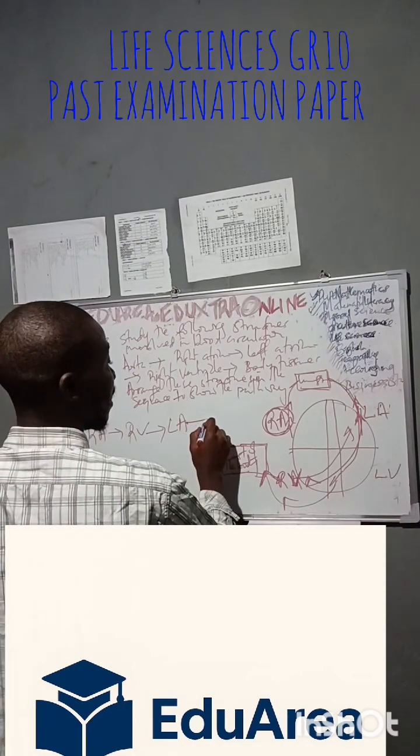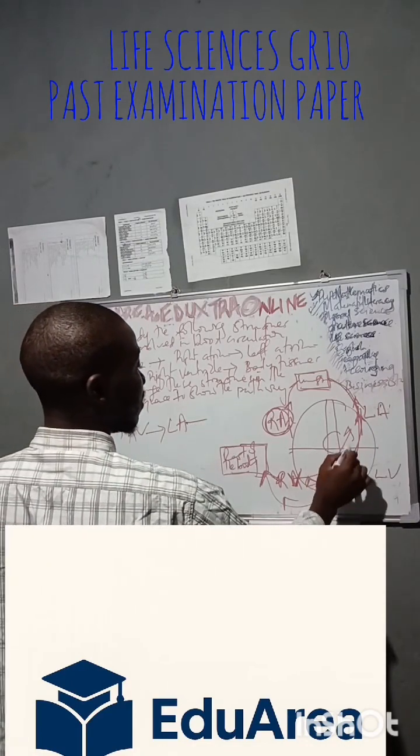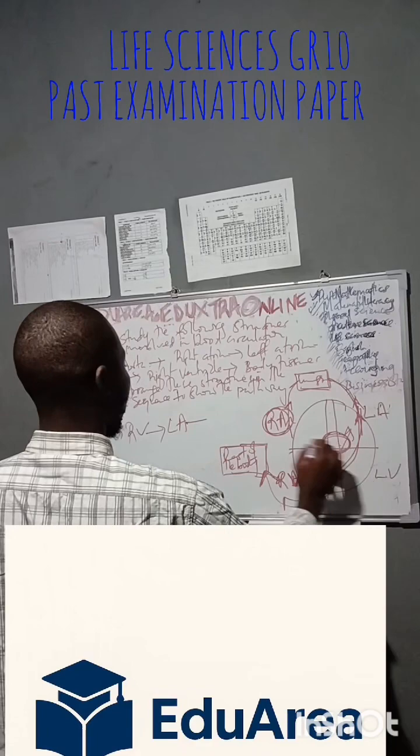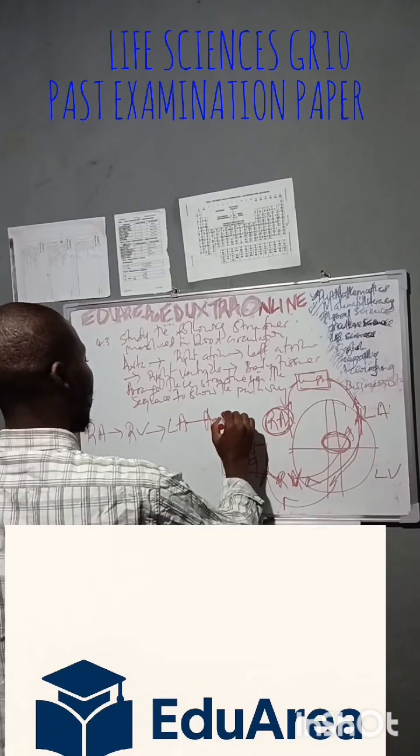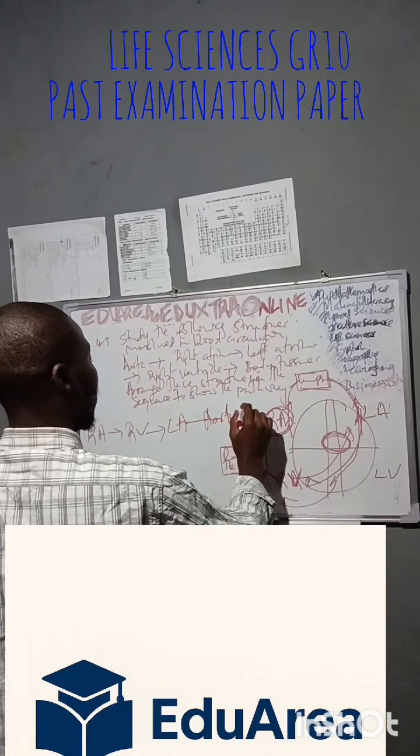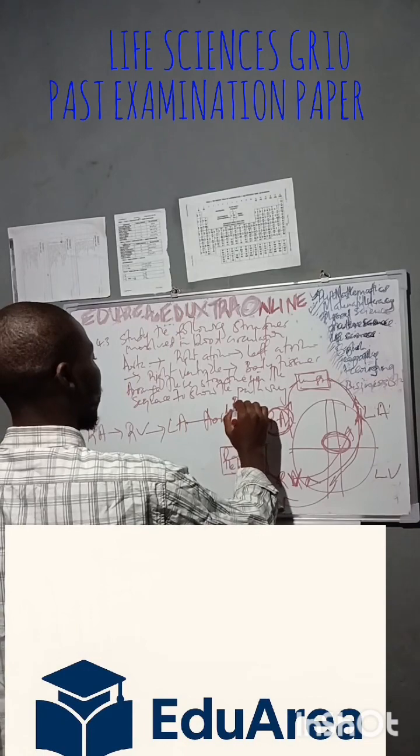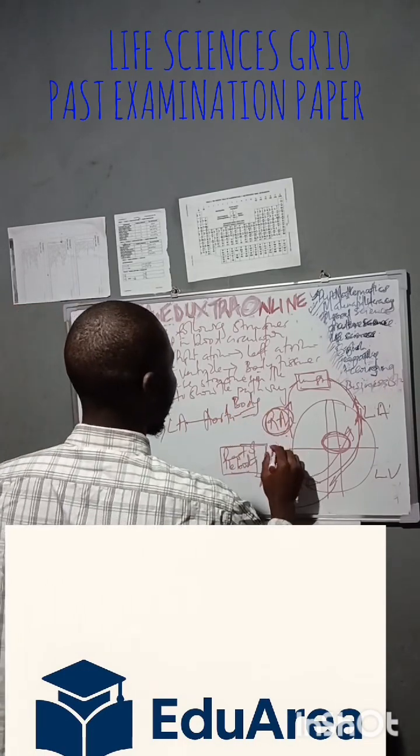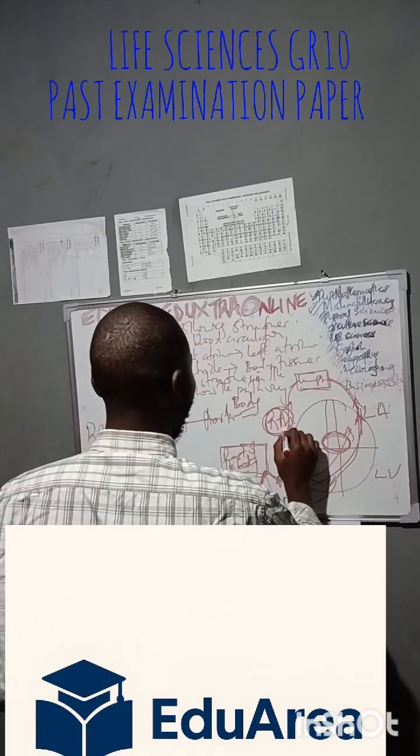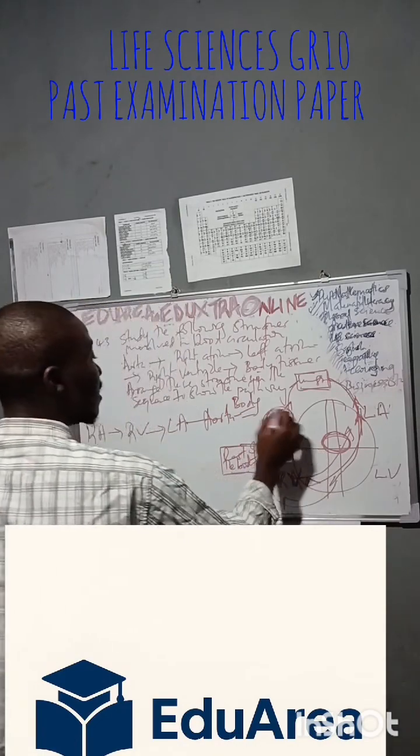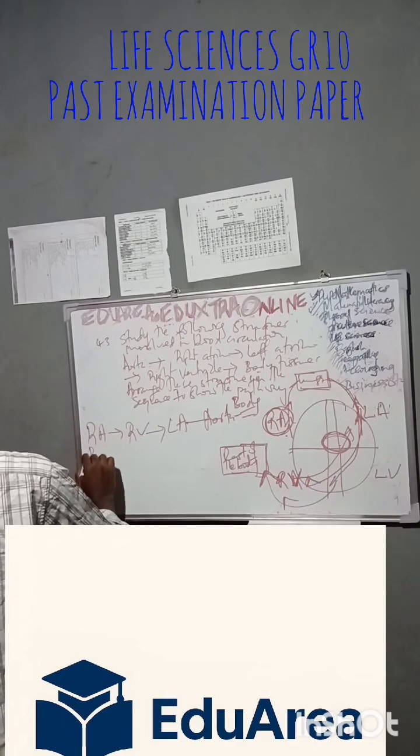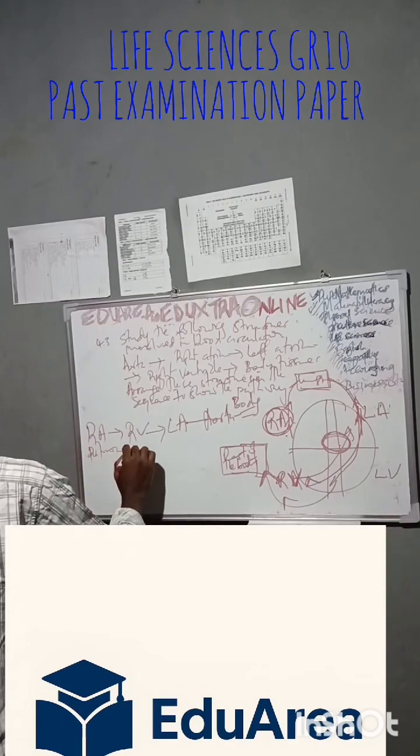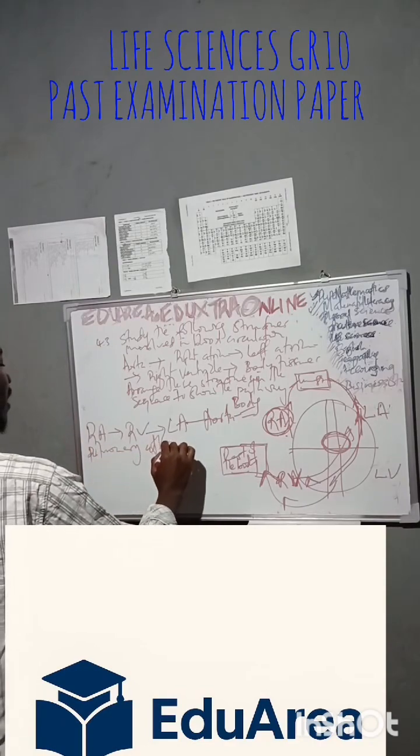Then from the left atrium, it goes into the aorta. Then from the aorta, it goes to the rest of the body. Why? Because we're saying the right atrium is the one that contains the pulmonary artery.